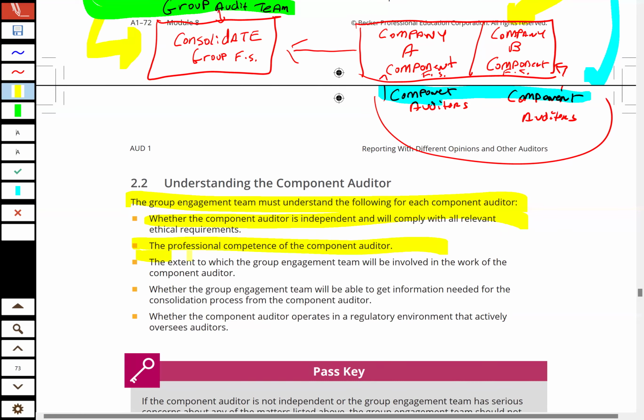Okay, to what extent will the group engagement team be involved with the work of the component auditor? We're going to see that the group auditor has a decision of either referring to the component auditors or not referring to them in the report. And I think it's probably fairly obvious that if you're not going to mention them, you're going to have to be more involved in their work.